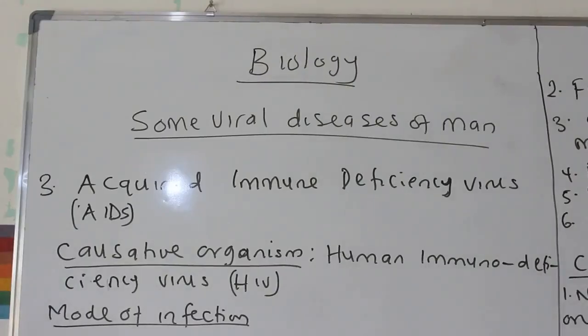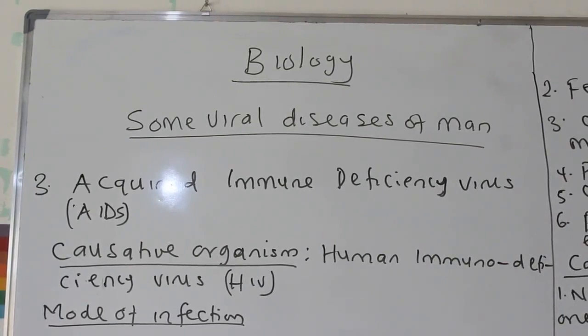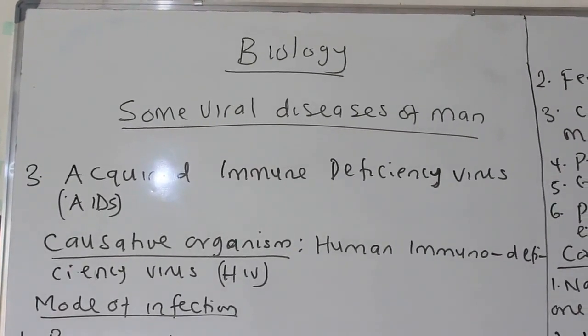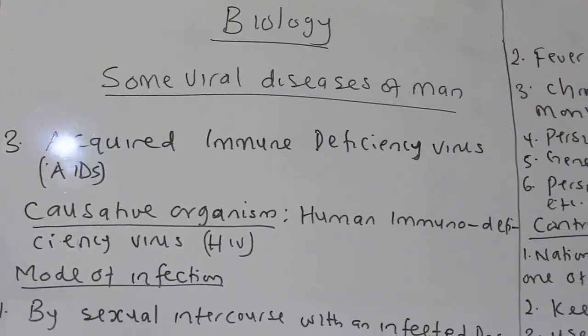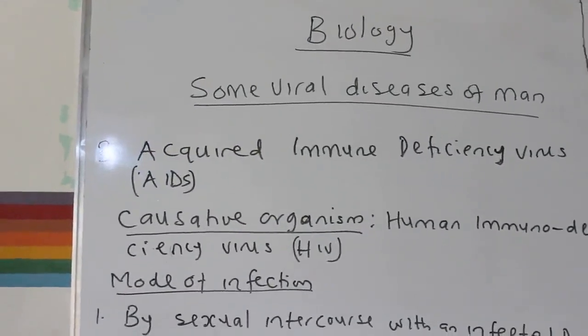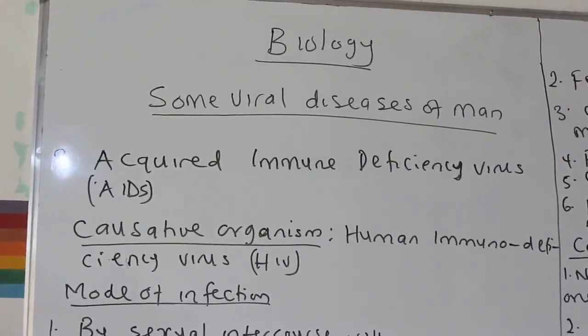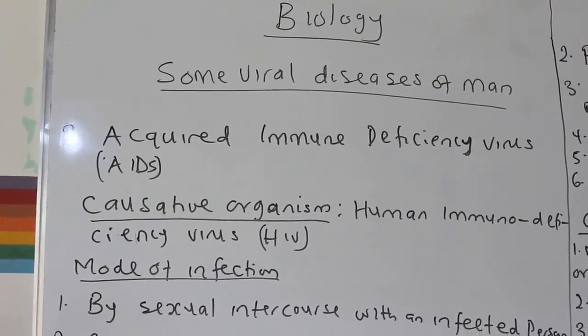The third disease now, the third viral disease we're considering, is the common acquired immune deficiency viral disease, which is commonly known as AIDS. And then this disease is caused by a virus known as the human immunodeficiency virus, HIV. It's the HIV virus that causes the disease AIDS. The disease is called AIDS, while the virus that causes the disease is called HIV.